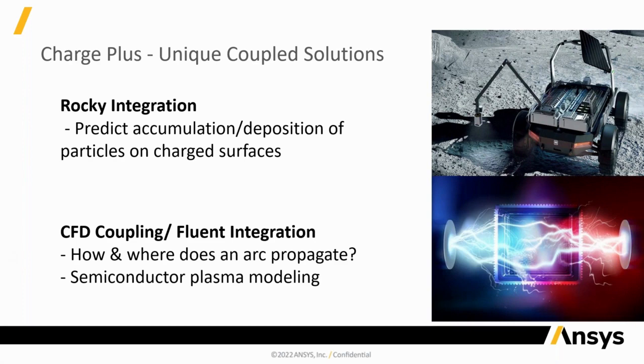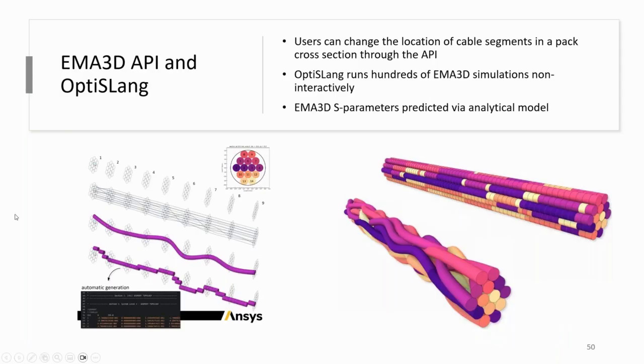Another integration is our coupling with Fluent and CFD. We can predict when an arc will occur, but the next question is, how does the arc propagate due to the superheating in the local area? That is now a coupled solution between our ESD solution and the Fluent solution. This has also led us to do some semiconductor plasma modeling. That could be an entirely different discussion, but we now have the capability to look at the plasma enhanced chemical vapor deposition process for semiconductors.